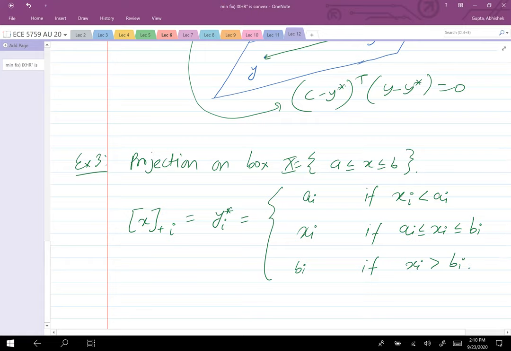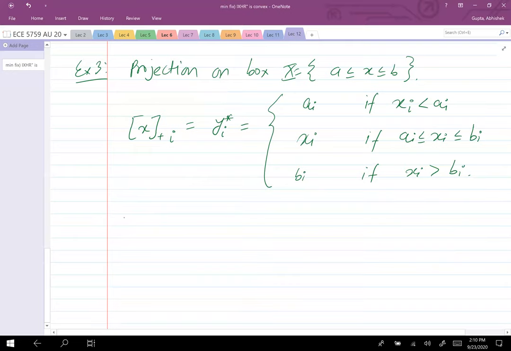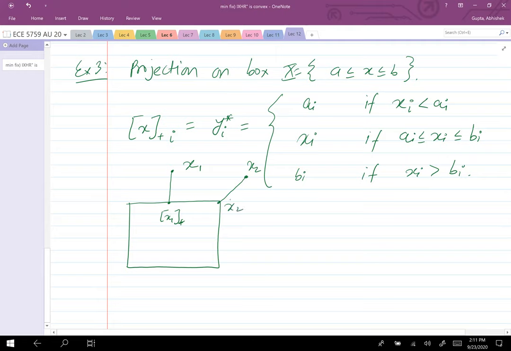Okay, let's look at it in a picture. So this is my box constraint. A1, A2, B1, B2. Well, I don't want to write the coordinates. So this is a box. And if I have a point here, X1, then this is the projection of X1. If I have a point here, X2, then this is the projection of X2.